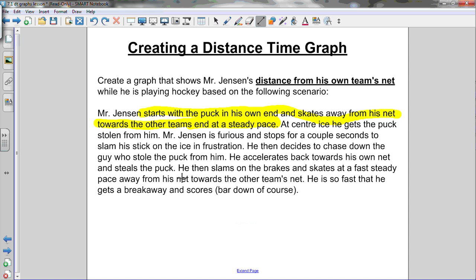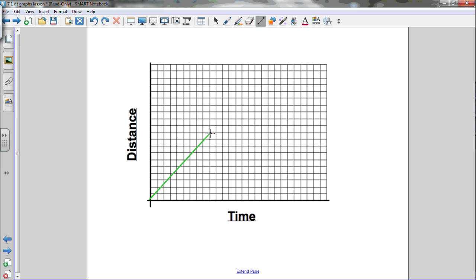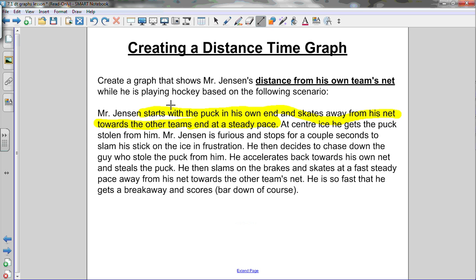So I got my puck stolen there. So I'm furious, and I stop for a couple seconds to slam my stick on the ice in frustration. So right here, I stop. So I'm not going to move for a couple seconds. Slam my stick on the ice in frustration. So for a couple seconds, I have a straight horizontal line.